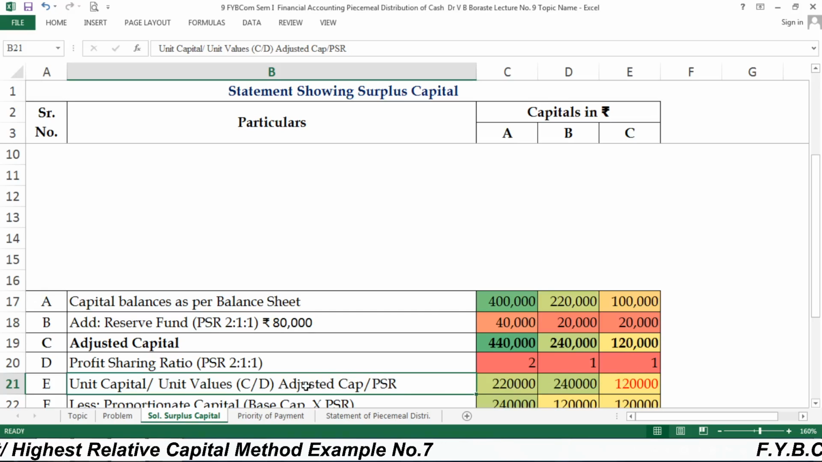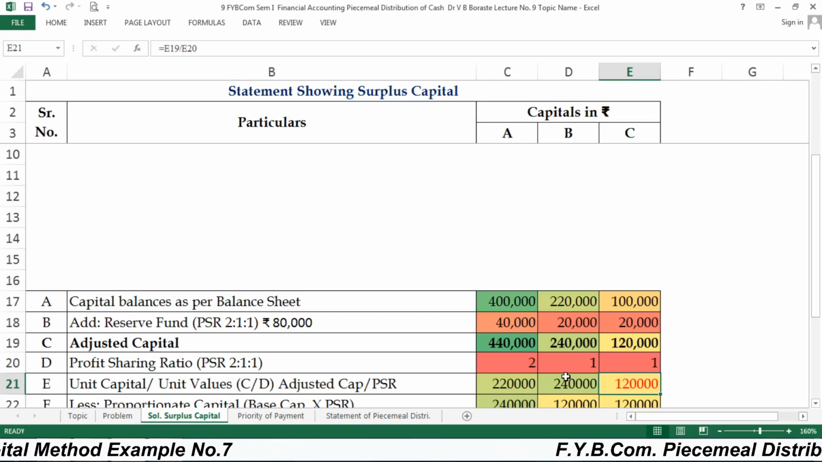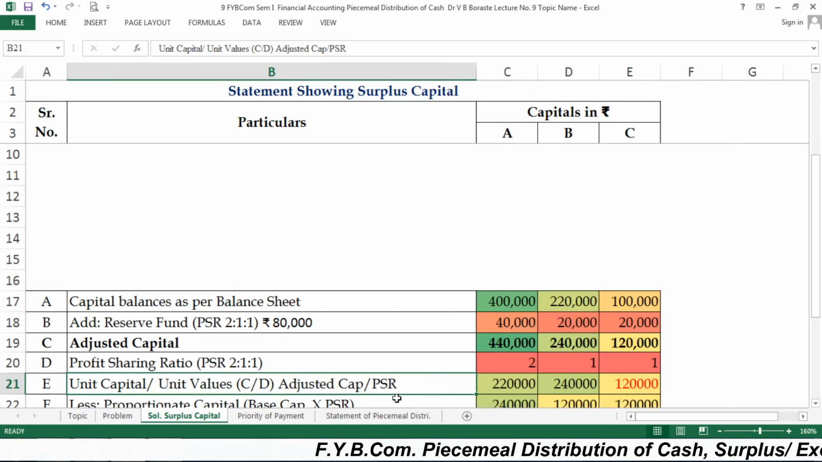After getting the unit value, we have to consider what will be the base capital. So here the base capital is 1,20,000, which is the least amount. So we will consider 120 as the base capital. So 1,20,000 will be one share. It will be multiplied by the profit sharing ratio and it will give the proportionate capital.